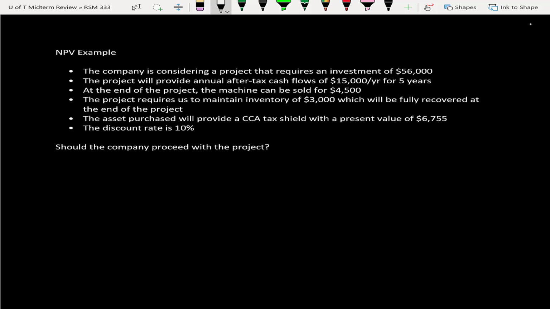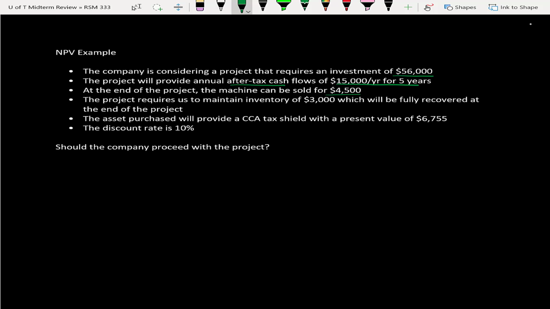Now let's do an example of an NPV question with the information that we just picked up. So this example says a company is considering a project that has an investment of $56,000, and it is going to generate after-tax cash flows, which is good because that's what we need, $15,000 a year for 5 years. And they also say it can be sold at the end of the life of the project for $4,500.